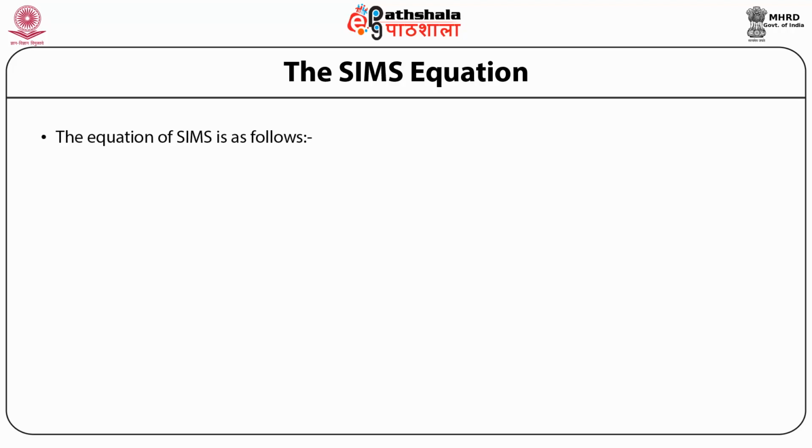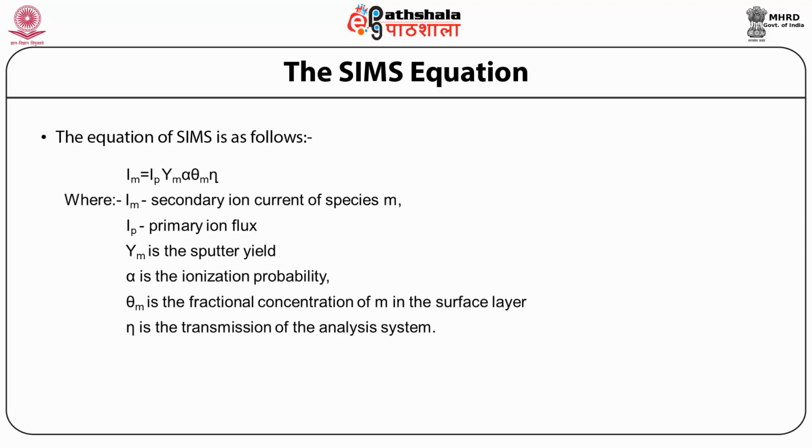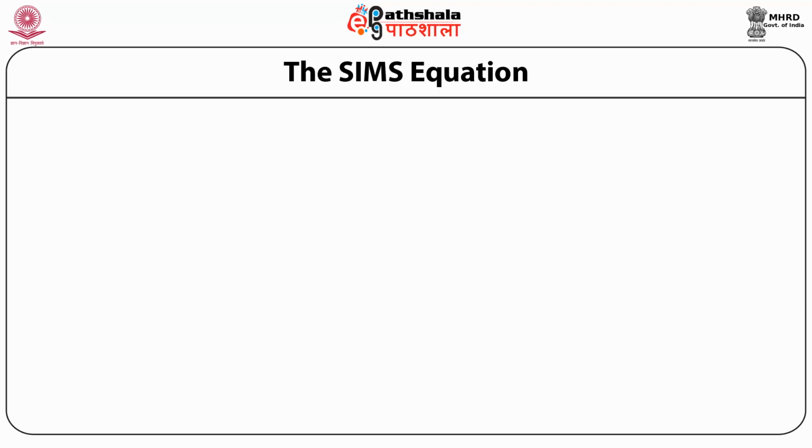The equation of SIMS is as follows, which has been given in this slide, and the various parameters are: secondary ion current of species M, primary ion flux, Ym is the sputter yield, alpha is the ionization probability, theta m is the fractional concentration of M in the surface layer, and eta is the transmission of the analysis system. The SIMS equation has been further elaborated.